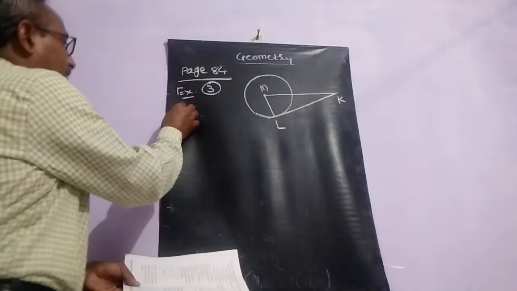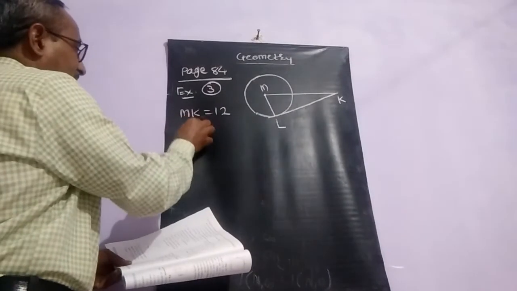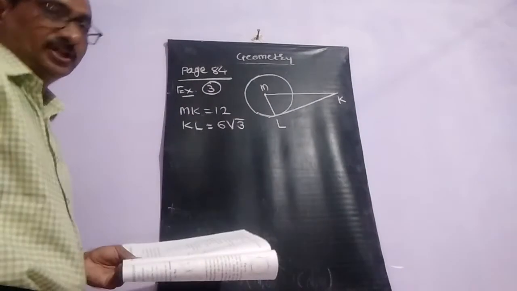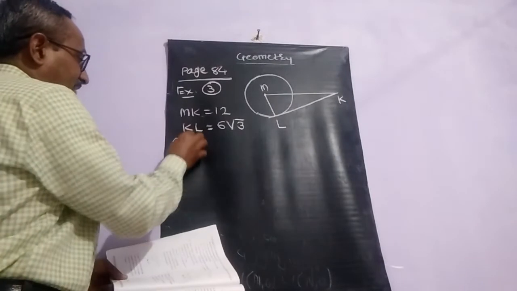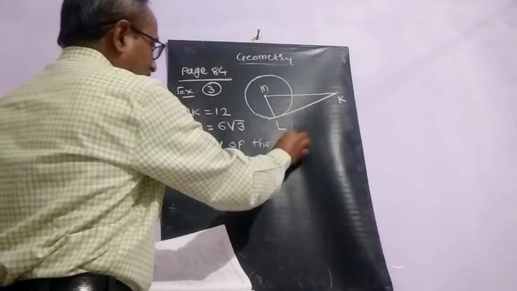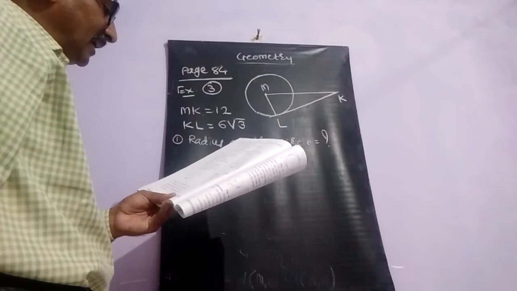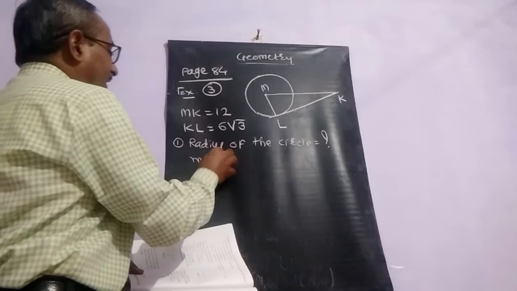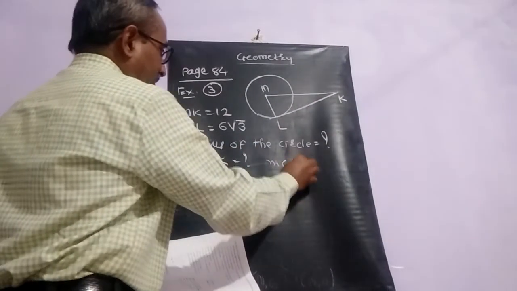If MK is equal to 12 and KL is equal to 6 root 3, then we have to find out the radius of the circle. First question is that the radius of the circle we have to find out. Radius of the circle is what? And second, the measure of angle K is equal to what, and the measure of angle M is equal to what.